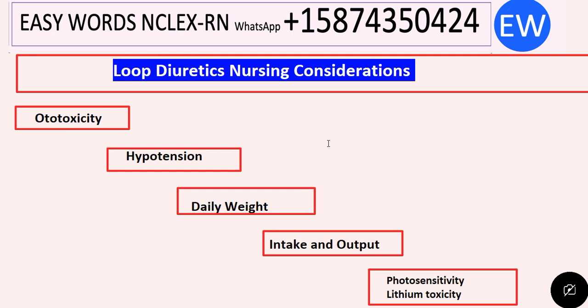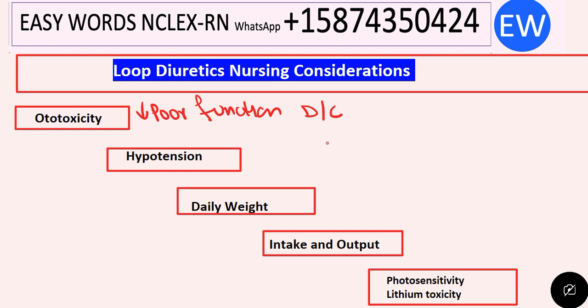Loop diuretics. Number one is toxicity. Diuretics may cause ototoxicity in clients who have poor renal function. However, hearing reverses once we discontinue the medications.